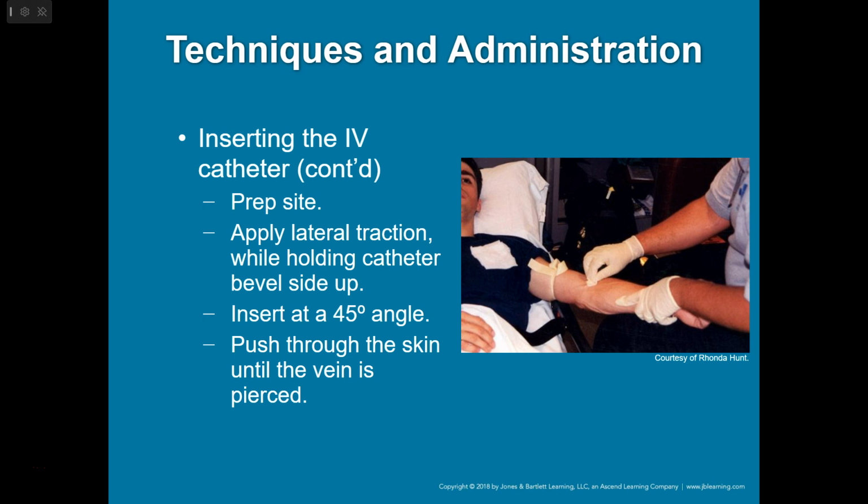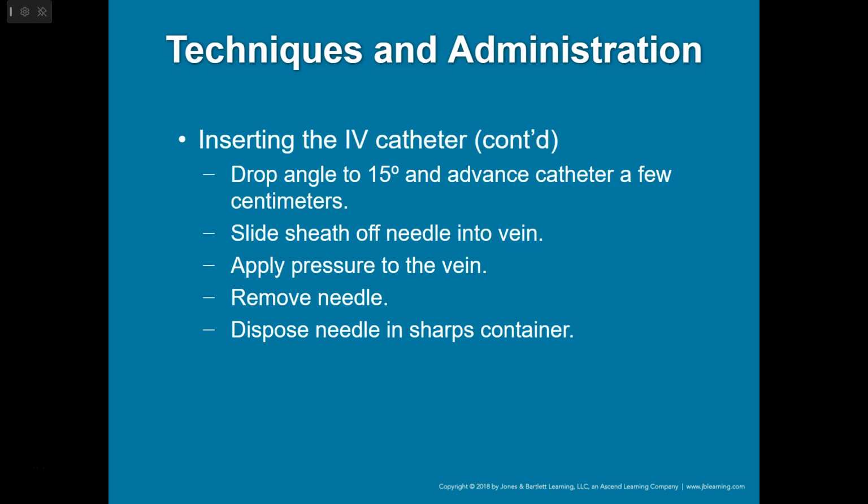So once you get into that vein, you'll see blood in your drip chamber. You'll be able to visualize that in your IV catheter. And then you want to push that IV in just another centimeter or so. Honestly, you're going to drop your angle down a little bit and advance that catheter in. Whenever you got flash, you got that blood in there, the tip of the needle went through the vein, so it gave you some blood. Now you got to push it in a little bit further to get that plastic catheter in there.